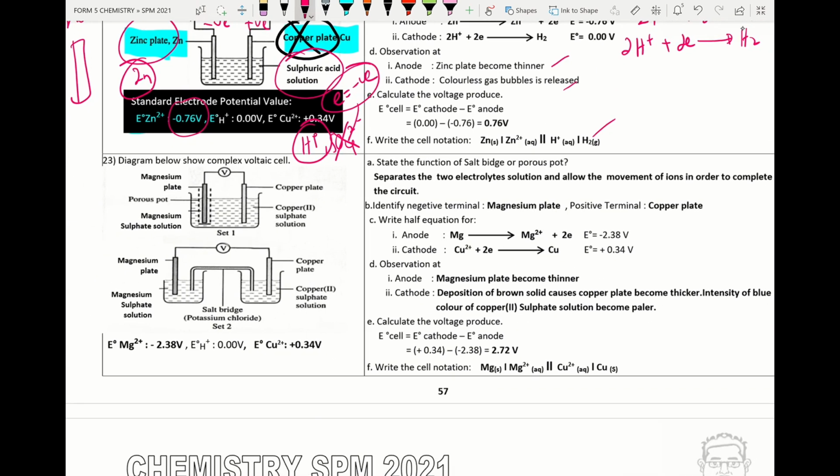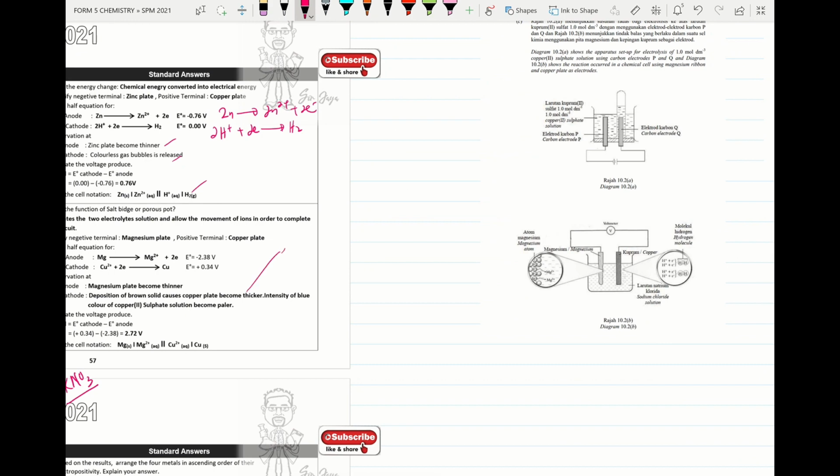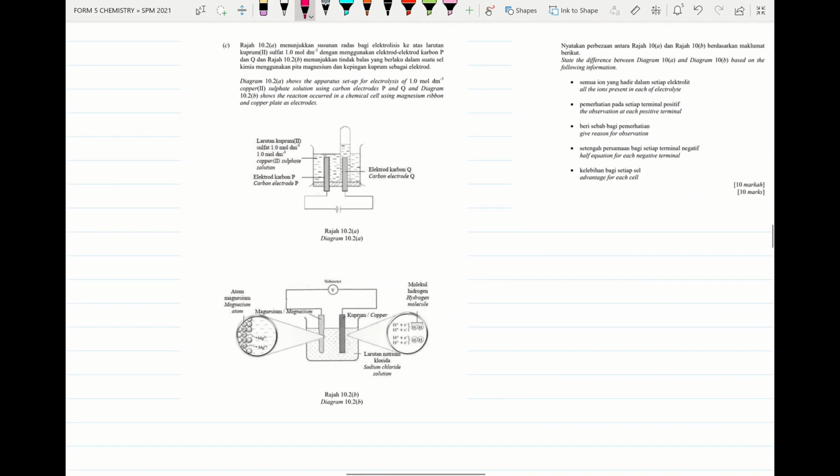All these I already discussed in the previous question, and this is a complex voltaic cell with porous pot and also salt bridge. Please remember the content of the salt bridge. The content of the salt bridge is sodium nitrate solution or potassium nitrate solution. Please remember these two solutions. Please go through the previous video. All right, so we check this question.